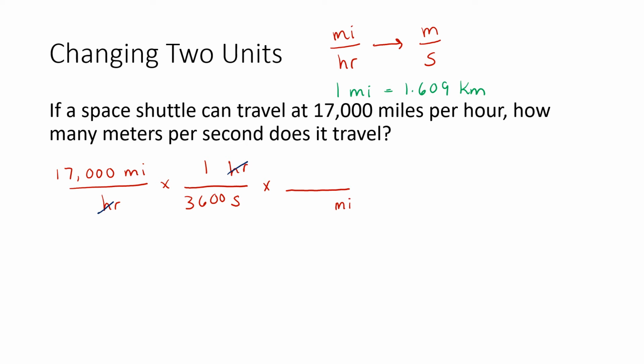Miles is going to have to go on the bottom. Kilometers is going to go on the top. 1 mile is 1.609 kilometers. Our units of miles will cancel, and right now if we were to calculate, we would be in units of kilometers per second. But we want to go to meters, so we have one more conversion we're going to have to use. Kilometers in the denominator, meters in the numerator, and 1 kilometer is 1,000 meters. So finally, units of kilometers will cancel, and we'll be left in meters over seconds, which is what we were working towards.